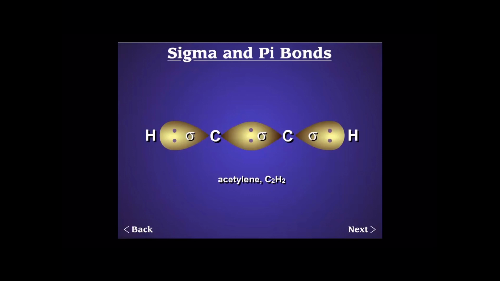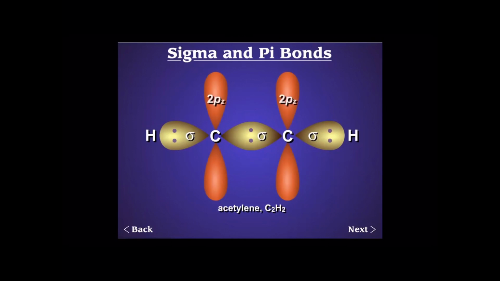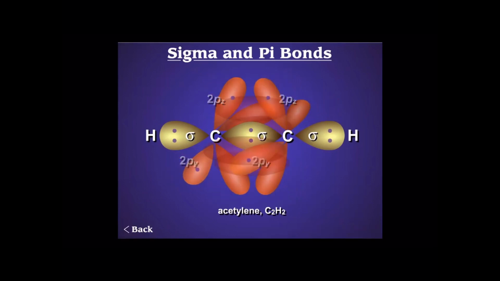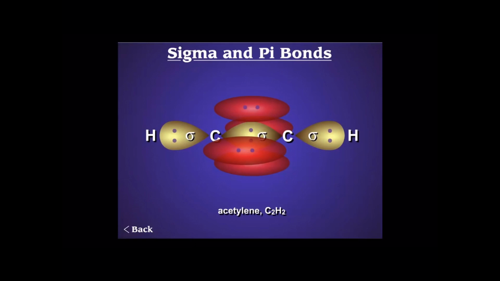Recall that when sp hybrids are formed, a pz and a py orbital do not mix to form the hybrids. Each carbon atom has both a 2pz and a 2py orbital that can overlap. Each p orbital contains 1 valence electron, accounting for the third and fourth valence electrons for each carbon atom. Both the 2pz orbitals and the 2py orbitals can overlap in a side-to-side fashion. This type of covalent bond is called a pi bond.